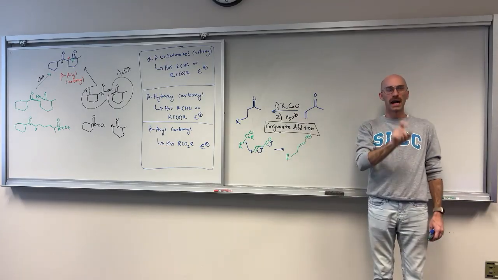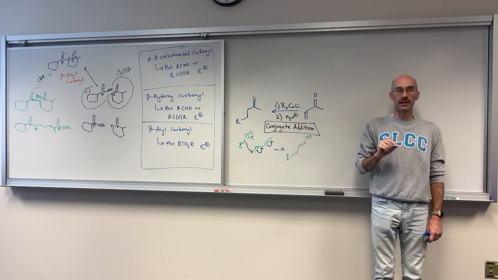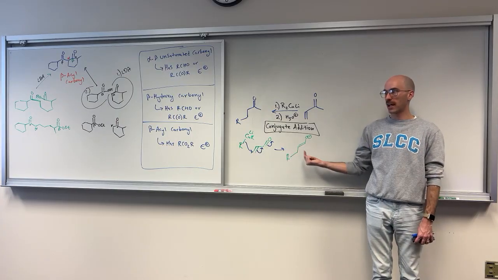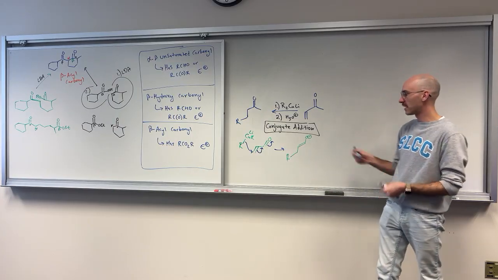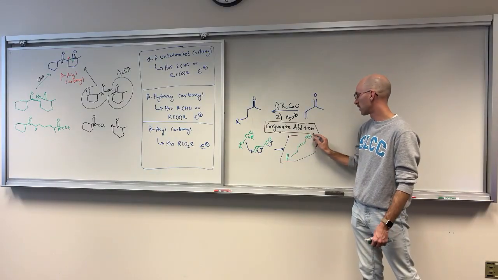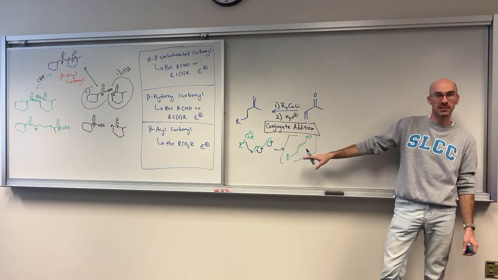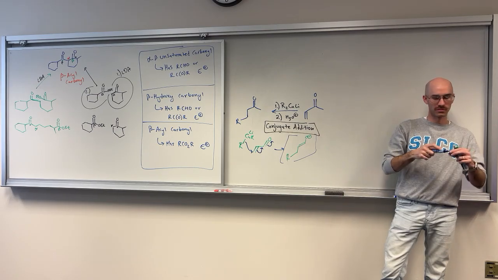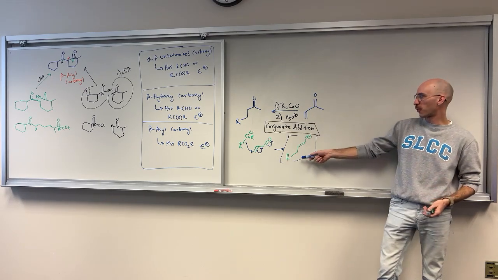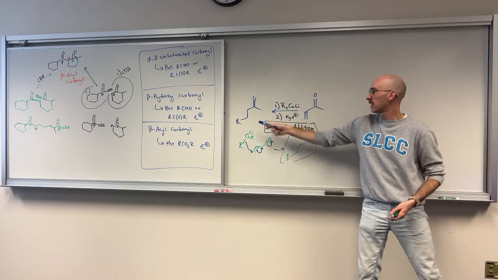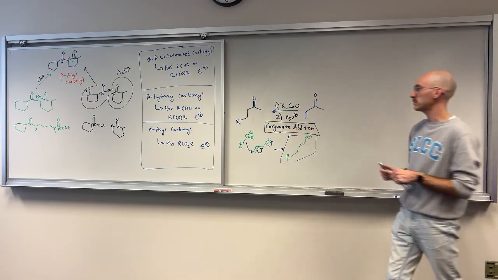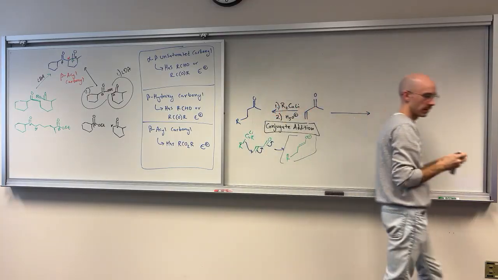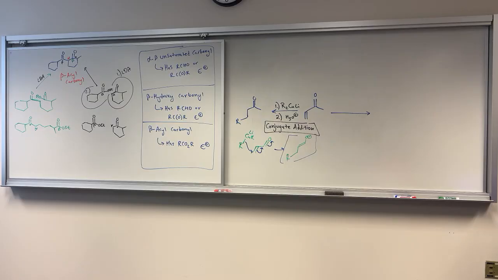Cuprates are mild nucleophiles. They're not strong. The reason the cuprate prefers to attack here is because there's resonance in this molecule. This is a resonance stabilized product that makes it easier to form, more stable. Cuprates prefer to attack at the conjugate position and do conjugate addition. Cuprates are not the only reagent that like to do conjugate addition.